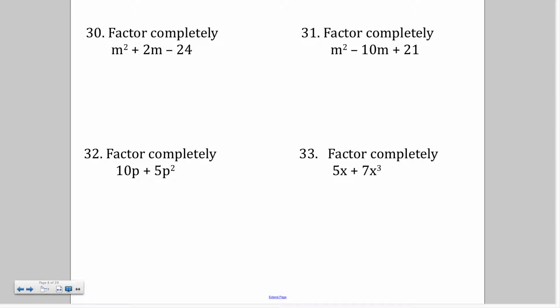All right, number 30. Again, we're going to do the x method. So we need to multiply to get negative 24, add to get 2. So if you think about your factors, you have 6 and 4. One of them has to be negative because you have a negative right here. But this is positive, so your 2 is going to take the sign of your bigger number. So that's going to make 4 negative. So your factors are x plus 6 and x minus 4.